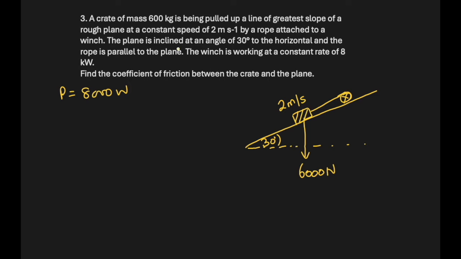Okay, since the speed is constant and the power is also constant, that means the applied force is also constant, which is power divided by the speed at which it is traveling, which is 8,000 divided by 2, 4,000 newtons. So this way the applied force is 4,000 newtons.